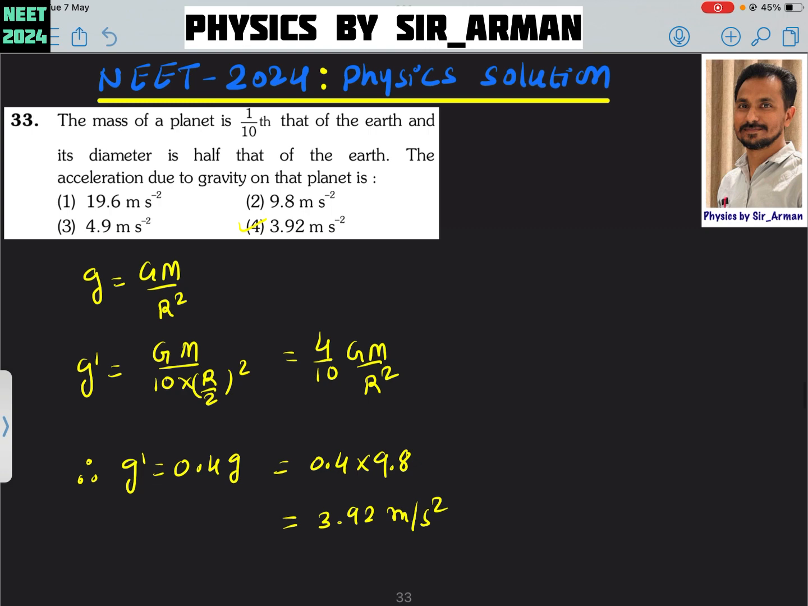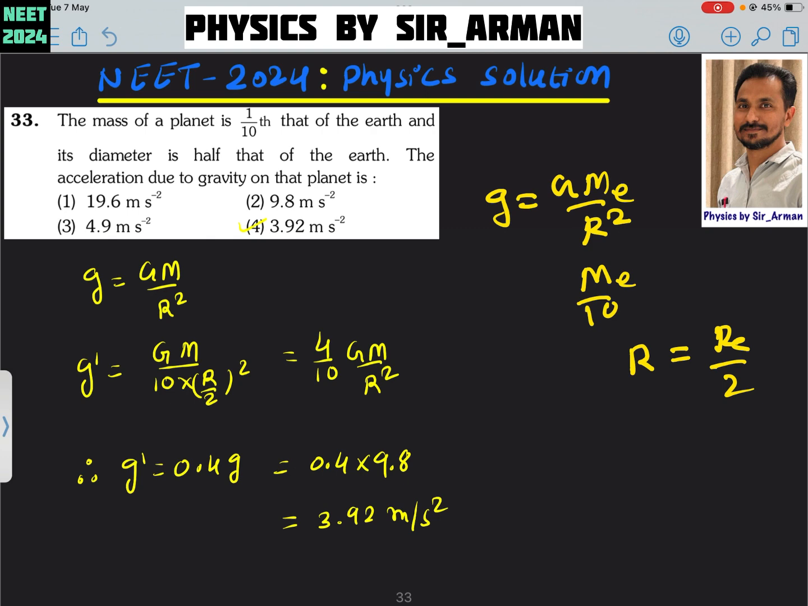Question number 33. The mass of a planet is 1/10th that of the earth, and its diameter is half that of the earth. The acceleration due to gravity. Now the very famous equation for acceleration due to gravity is GM by R square. Here the mass is 1/10th, that is Me by 10, if Me is the mass of earth, and the diameter is half. Whenever diameter is half, the radius is also half, so the radius is Re by 2. The same thing I have put in this equation. So here mass is M by 10 and the radius is R by 2, so R by 2 whole square.